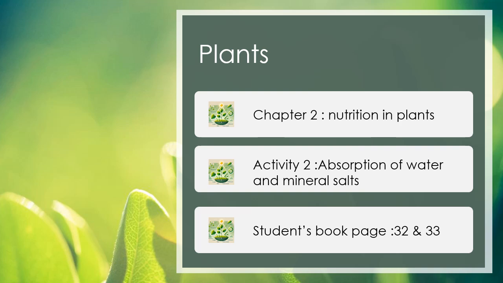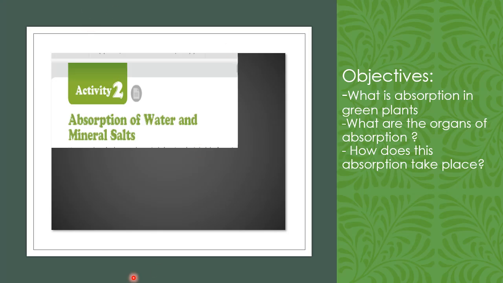Today, this video is about plants. It's in Chapter 2, Nutrition in Plants, Activity 2, Absorption of Water and Mineral Salts. It's in your book, pages 32 and 33. In this activity, we're going to understand what is absorption in green plants, what are the organs of absorption, and how does this absorption take place.